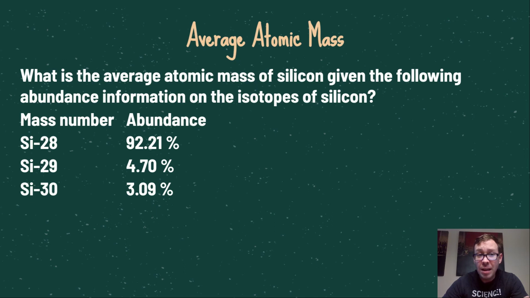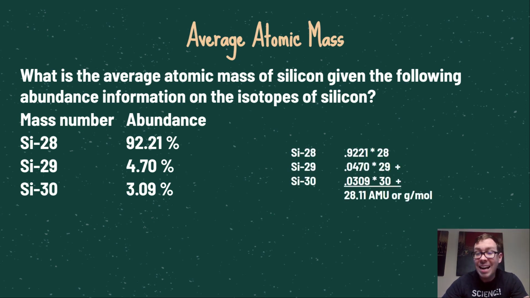Well, remember, when we go through to calculate these, we're going to take the mass number, 28, and multiply that by the abundance. Remember that when we multiply percentages, we have to get them into their decimal form. So we're going to do that for all three of these, and then we're going to add them together when we are done. And when we add them all together, we get 28.11.